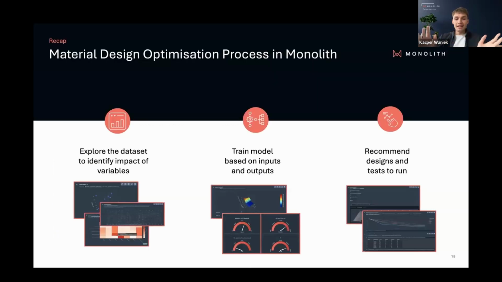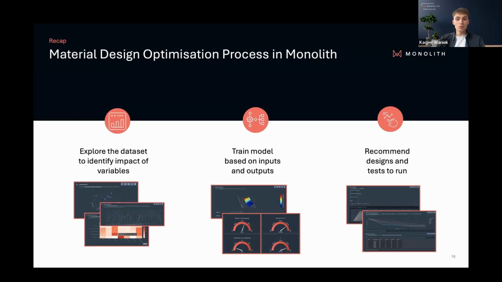So just to quickly recap everything I've just covered in the demo and in my slides, we started with a real experimental data set from academic research exploring how electrode formulation and processing parameters influence performance in LFP cathodes. Using the Monolith platform, I explored the design space to ensure we had a diverse, well-distributed data set. I identified key correlations between the inputs and the outputs using our intelligent correlations feature.